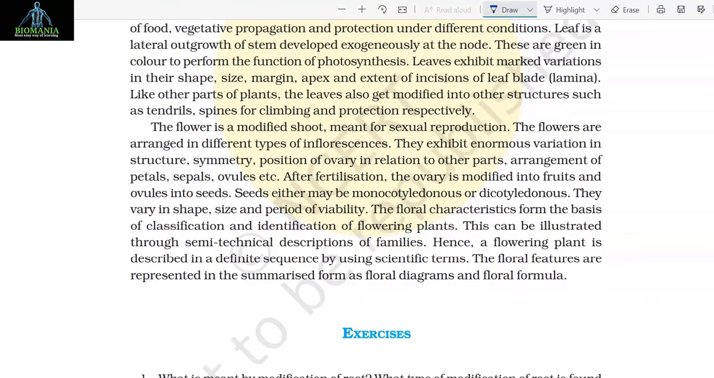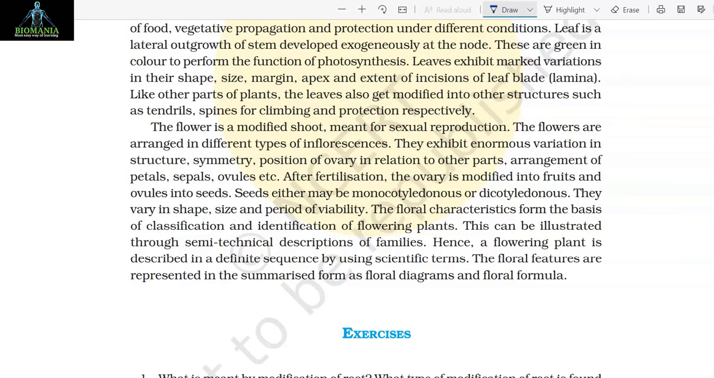The flower is a modified shoot meant for sexual reproduction. The flowers are arranged in different types of inflorescences. They exhibit enormous variation in structure, symmetry, position of ovary related to the other parts, arrangement of petals, sepals, ovules, etc. After fertilization, the ovary is modified into fruits and ovules into seeds. Seeds either may be monocotyledonous or dicotyledonous. They vary in shape, size and period of viability.